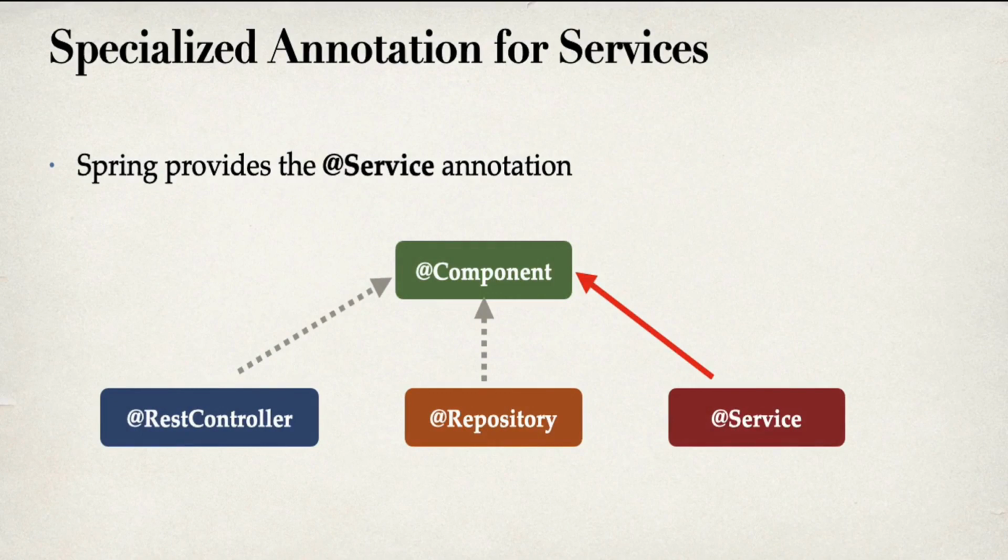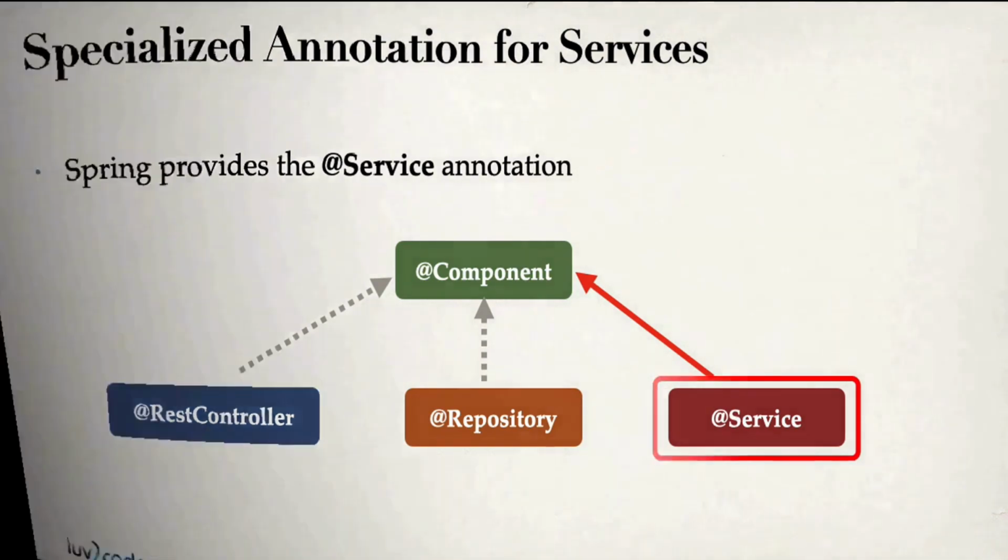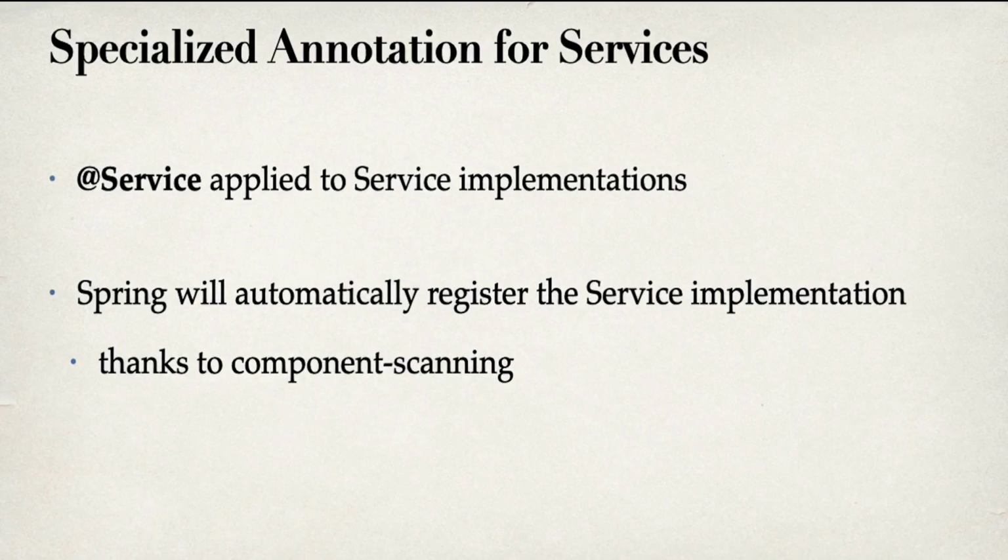All right, so we've covered the architecture stuff. Now Spring provides the service annotation. It's a specialized annotation for services. Looking at the diagram here, we've seen some of these annotations already. We've already covered component, REST controller, and repository. Now the new guy on the block here is service. The service annotation is actually applied to the service implementation. Spring will automatically register the service implementation thanks to component scanning.